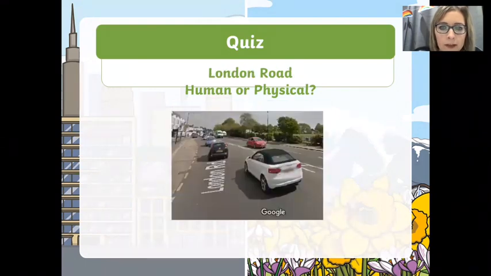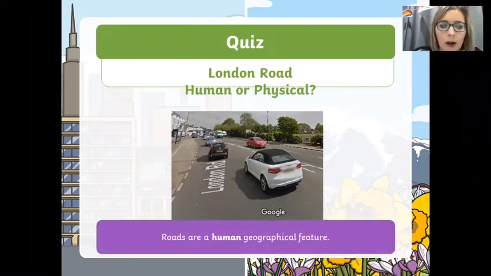Now, this road, that's it, it's near school, isn't it? It's London Road, just up opposite Chalkwell Park. Now, would that be a human or a physical feature? That's right, roads are a human geographical feature.